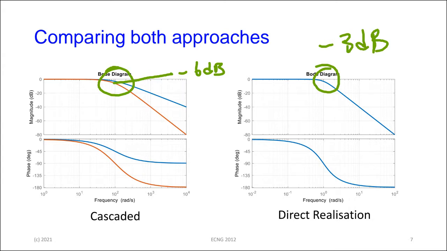The behavior of the circuit is the same. The transition, the roll-off is the same, minus 40. The phase behavior is the same. But that little attenuation, that drop at the cutoff frequency is different. It is bigger for the cascaded version than the direct version. Everybody seeing that and following?